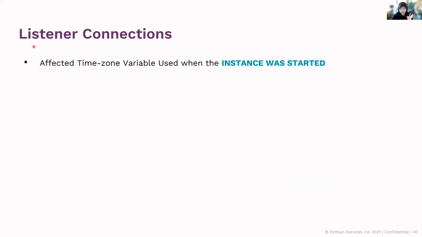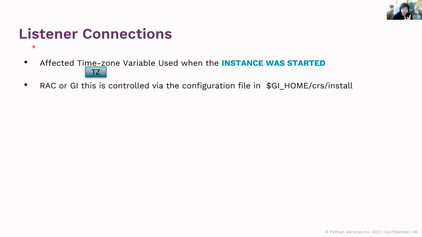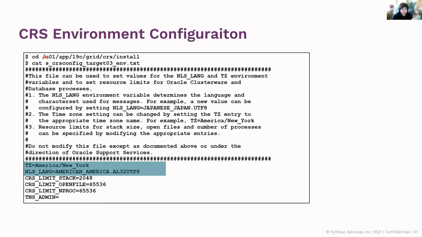If you're using listener connections, the time zone variable that influences this output is the time zone when your instance was first started. Now, how do you control this particular time zone? Well, in RAC systems, it's pretty simple. It is controlled via a file that's kept in your GI Home, the CRS environment file. This is how it looks. So this file controls this particular output.